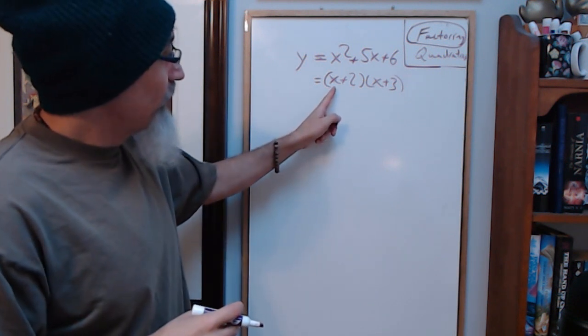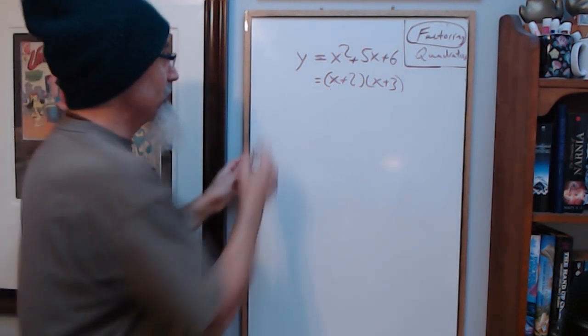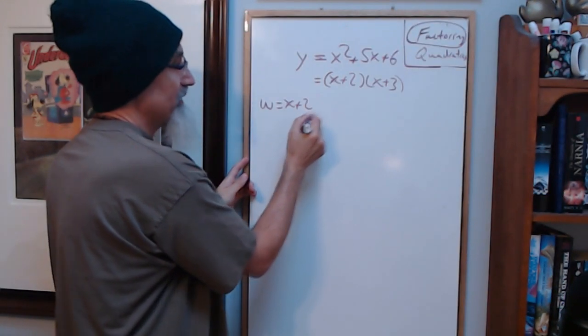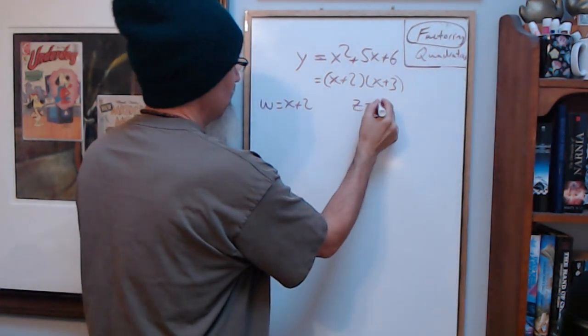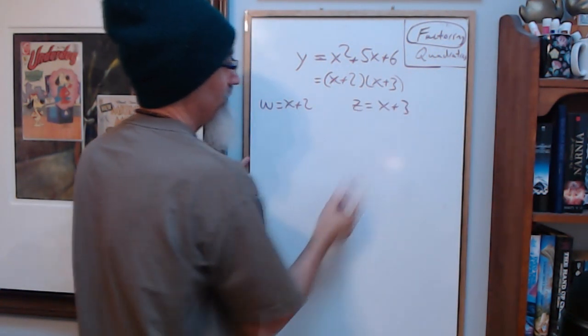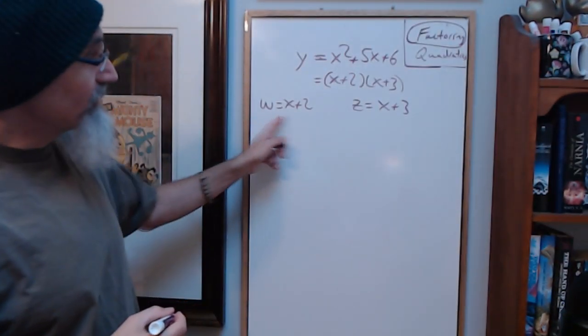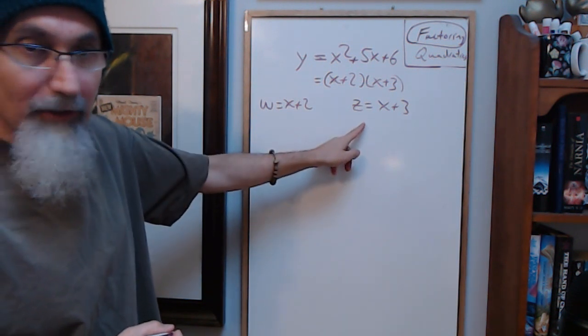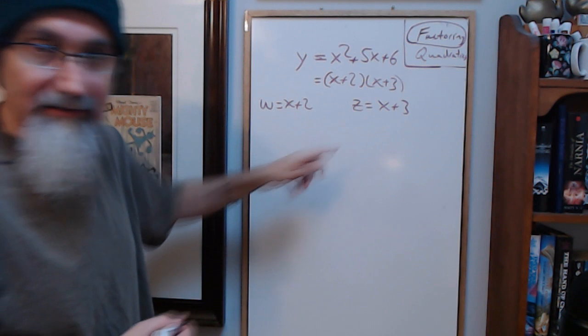And what did we say? We said x plus 2. We called w equal to x plus 2. And we said let z equal x plus 3. That's a linear function. A line and a line, right? So let's graph both of these lines.